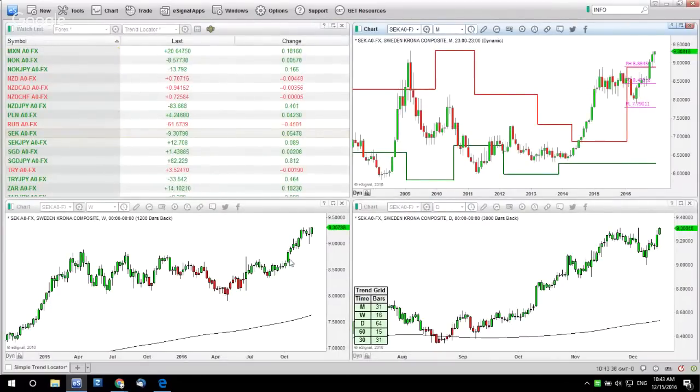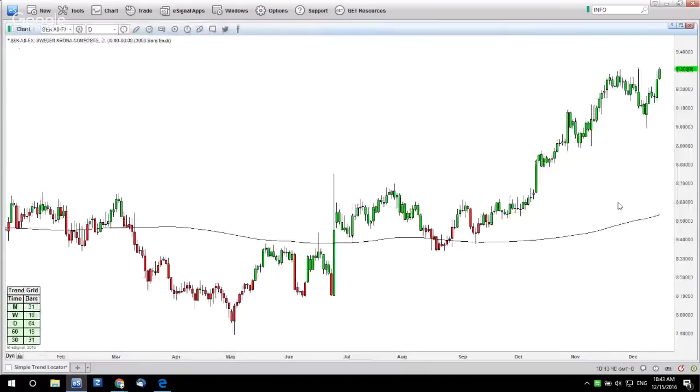Above the weekly 200, trend filter is green. If we look at the daily, above the daily 200, trend filter is green. Look at where it failed. Pull back to the round number 9. Found support. We've had a bounce back up, and we're now seeing further strength.